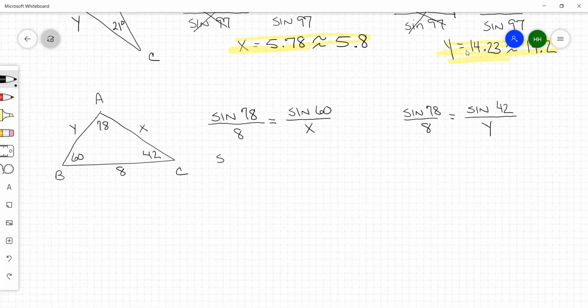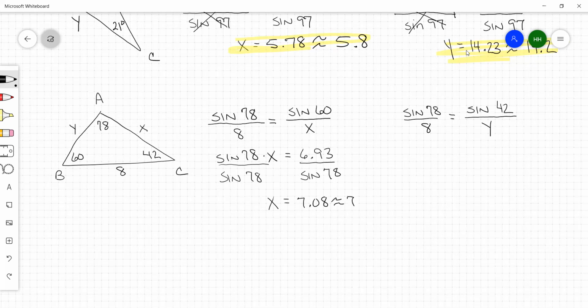So then we got sine 78 times x equals sine 60 times 8, which is 6.93. Going to divide both sides by sine 78. And our x will equal 7.08. That's 7.1.